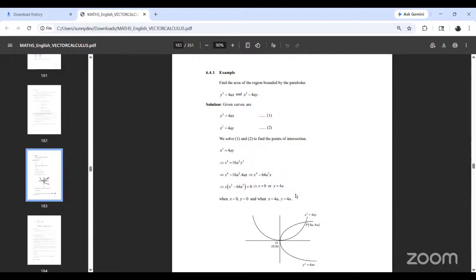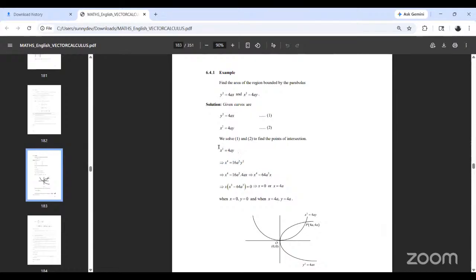so find the area of the region bounded by the parabolas y square equal to 4ax and x square equal to 4ay. Okay. Now the given curves are y square equal to 4ax and x square equal to 4ay. So now if you simplify these two, okay, from these two equations, what we are getting?